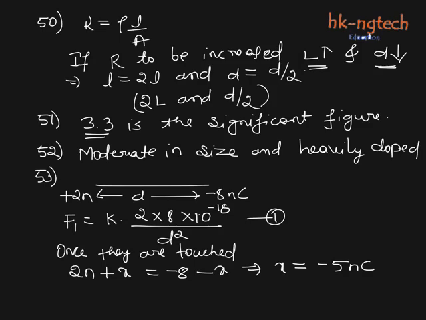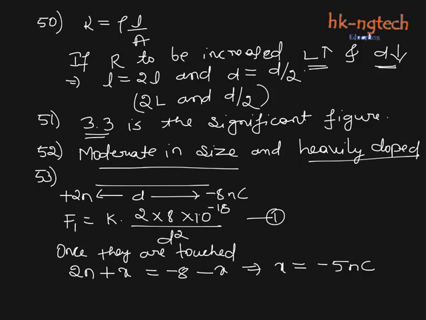Okay, 52nd question. In the 3 parts of a transistor, the emitter, as you know, is heavily doped with moderate size, heavily doped because it has to emit the electrons from it. So obviously it is moderately sized and it is heavily doped.